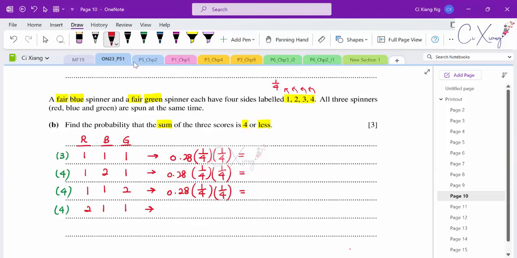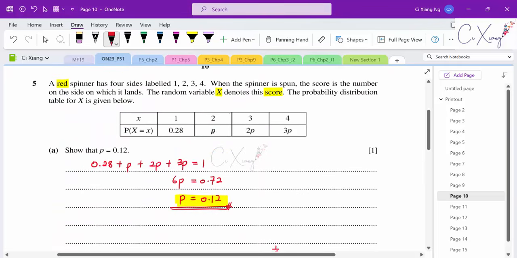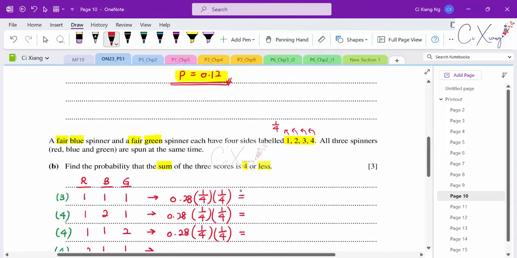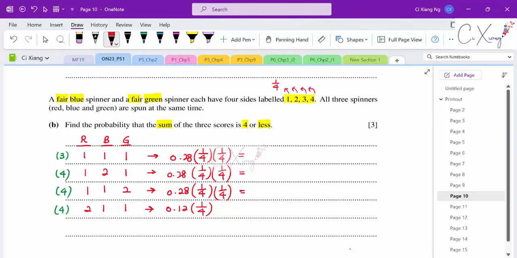And after that, for the last case here, your red color equals 2. So if your red color equals 2, what should you have? The score, red color x equals 2, the probability is 0.12. So you have to use 0.12 and then 1 over 4 multiplied by 1 over 4.